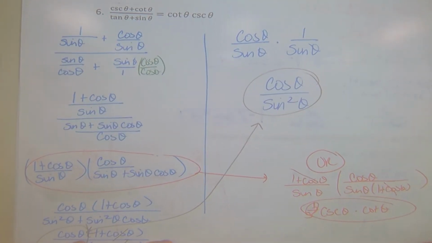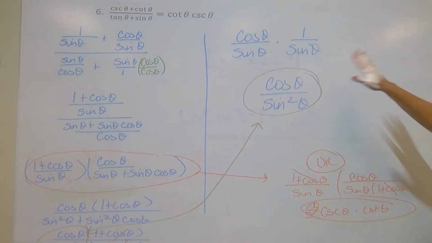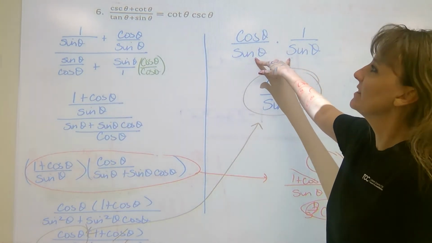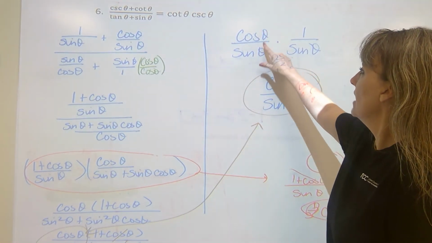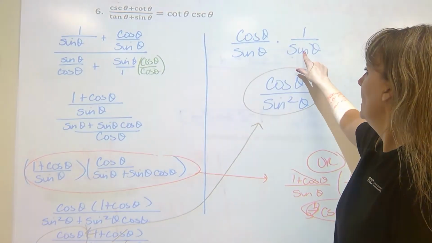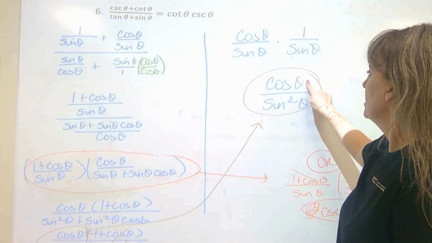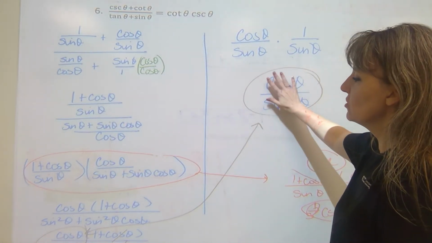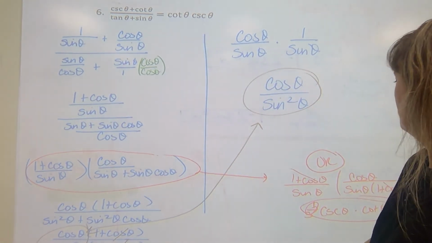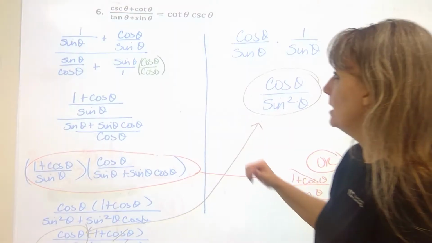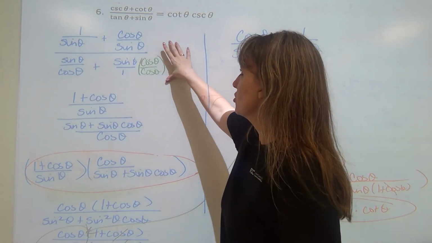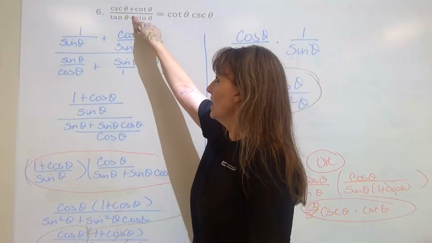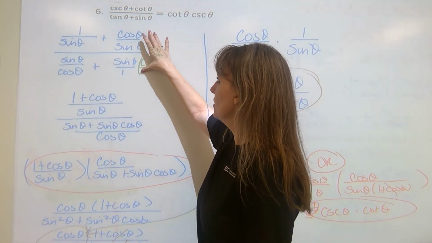Okay, number 6, I've got arrows going all over the place. So let's kind of work through this. On the right is pretty simple. If I go to sines and cosines, I have cosine over sine, 1 over sine. That multiplied together gives me cosine theta over sine squared theta. That's a simplified expression. If I stop there, I can make the other side match that. I go to terms of sine and cosine. So I rewrite it with just sines and cosines.